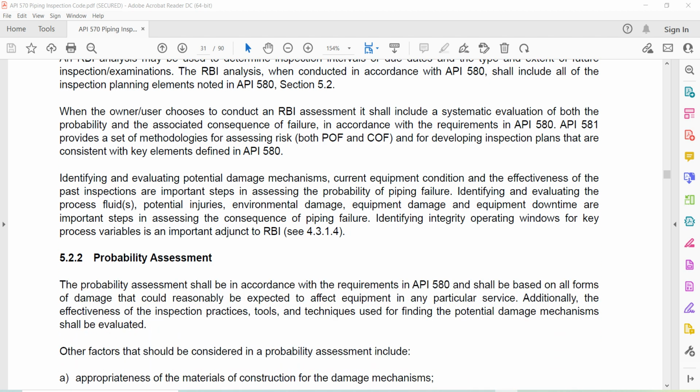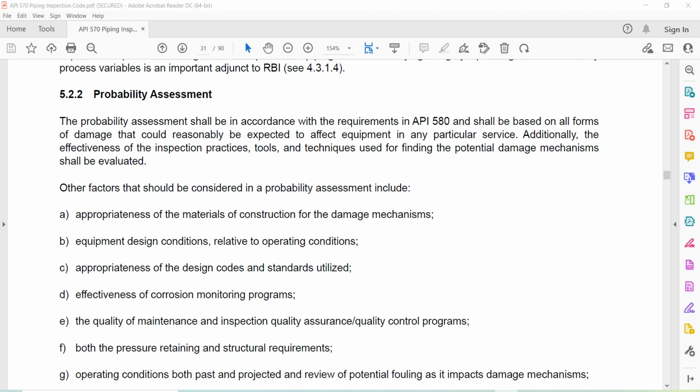Identifying and evaluating potential damage mechanisms, current equipment conditions, and the effectiveness of the past inspections are an important step in assessing the probability of piping failure. Identifying and evaluating the process fluids, potential injuries, environmental damage, and equipment downtime are important steps in assessing the consequences of piping failure. Identifying the integrity operating window for key process variables is an important adjunct for RBI.